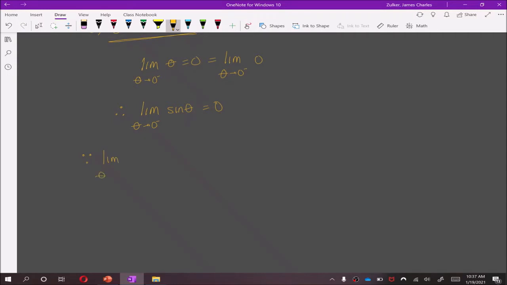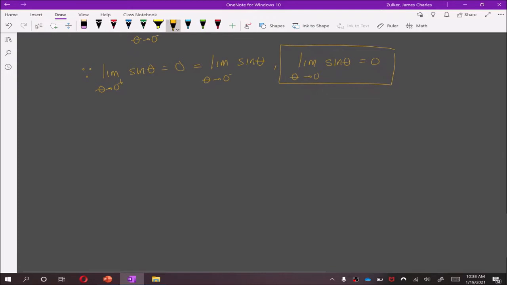Since the right-handed limit is equal to 0, and that also happens to be the left-handed limit, then we can conclude that the limit as theta approaches 0 of sine of theta is equal to 0. We can now use this along with a new unit circle to evaluate our desired limit. So let's look at a new unit circle.